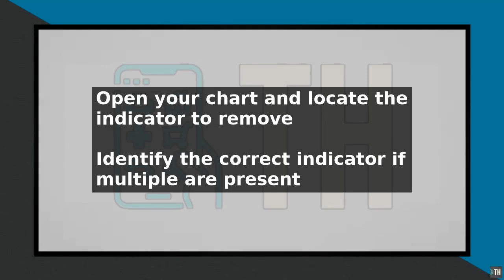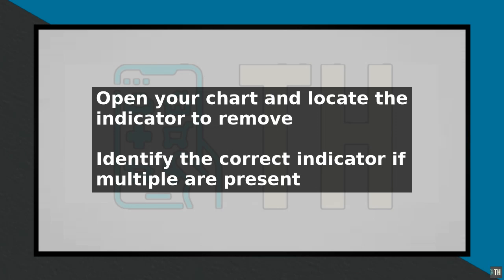To remove an indicator in Tradingview, start by opening your chart and locating the indicator you want to remove. If you have multiple indicators on your chart, make sure to identify the one you want to delete.